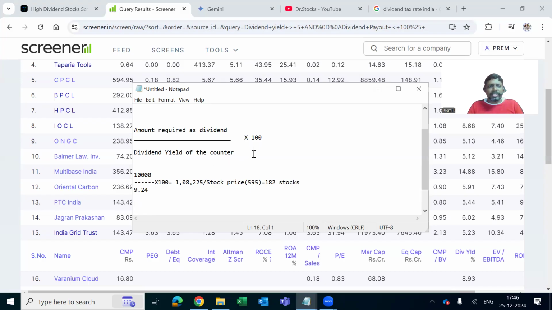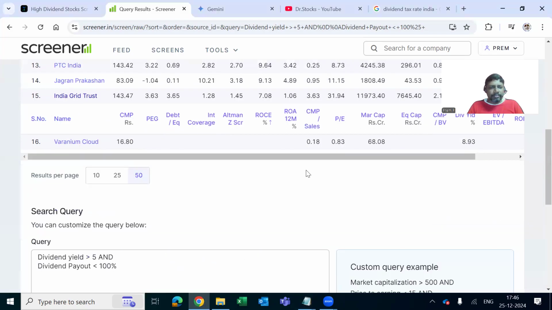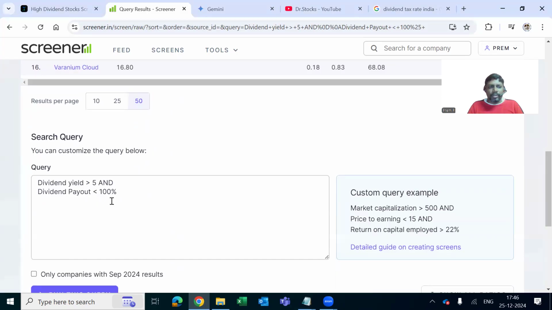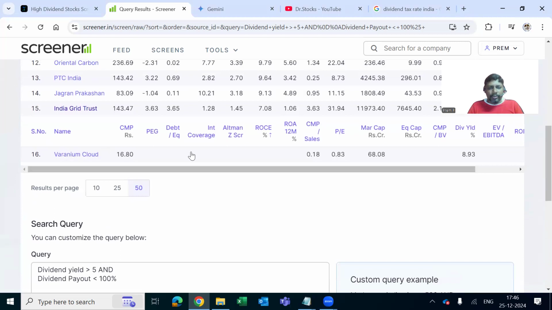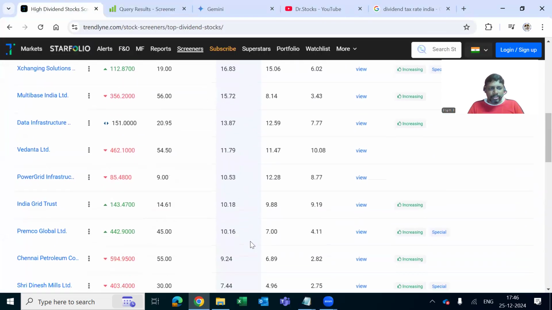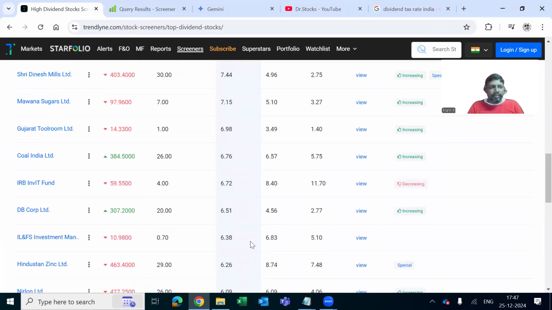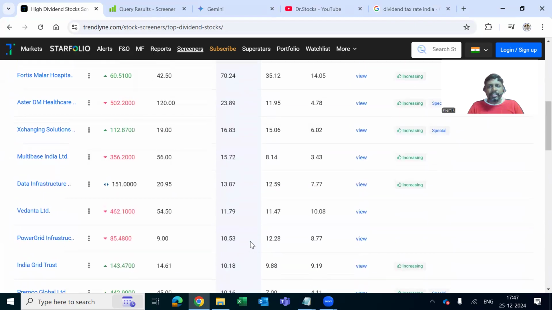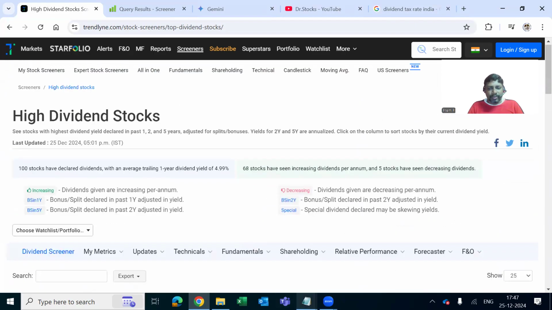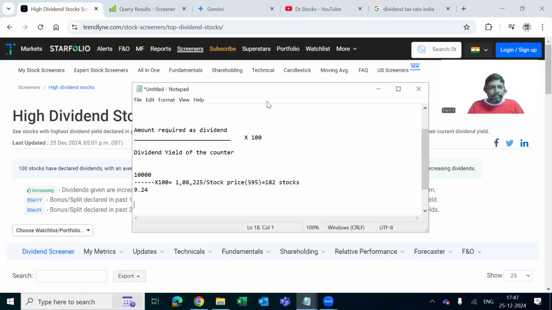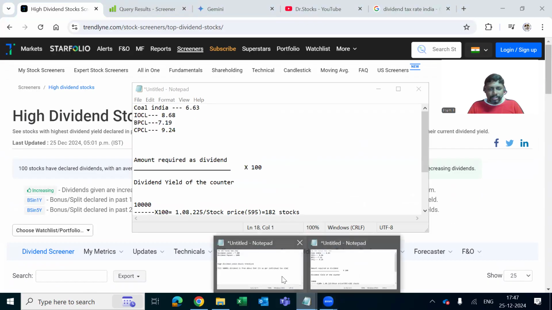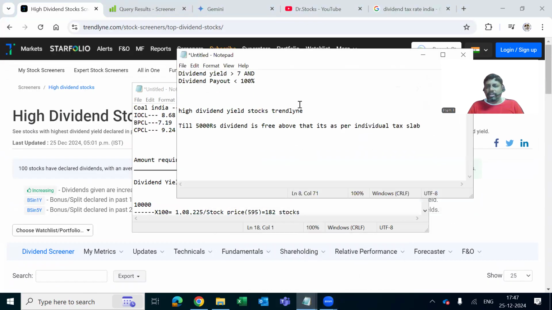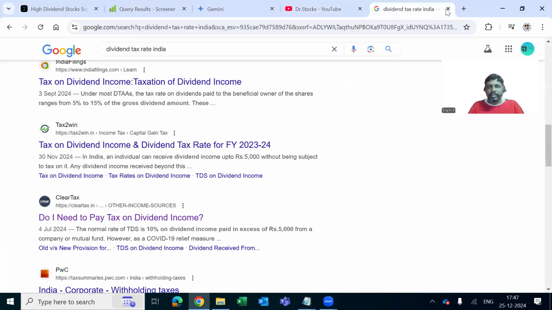So how to see this screener is very simple. You can use this code and run this screener. Additionally, you can go to Google and verify these stocks. These are the stocks which are available for dividend yield as well as in trend line. The keyword for that is as follows: high dividend yield stocks trend line. If you give this in Google, you will get this.